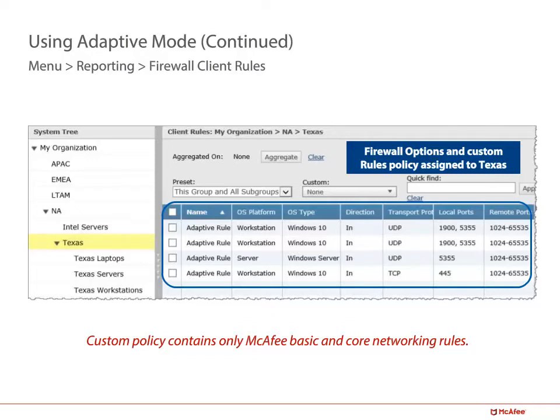We'll select Menu, Reporting, Firewall Client Rules. Basically, adaptive mode is automatically going to create rules that allow the traffic. In this figure, we have a group that has a policy where all the rules except the McAfee basic and core networking rules are deleted. So you can see it will automatically create all of these rules based on the traffic. I can take these rules and then add them to my policy.